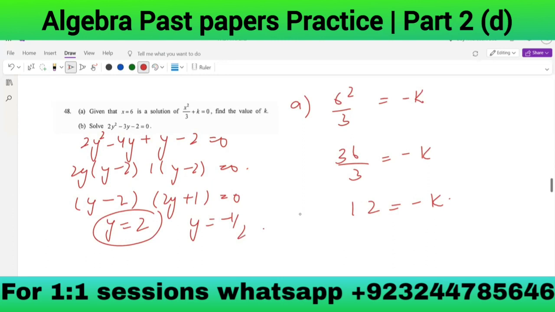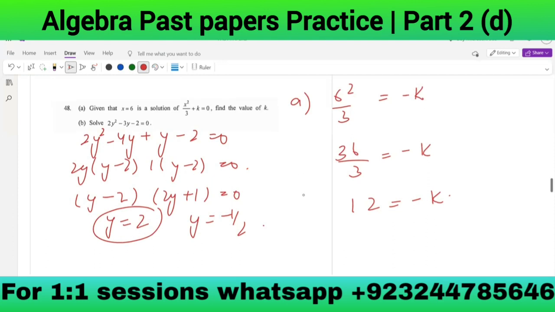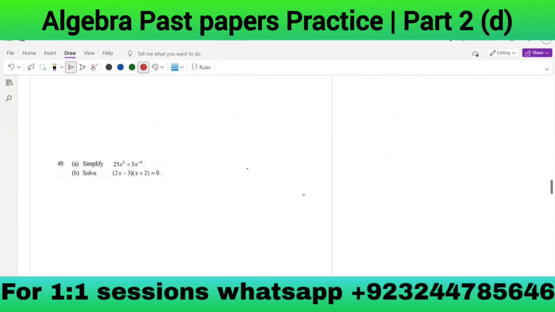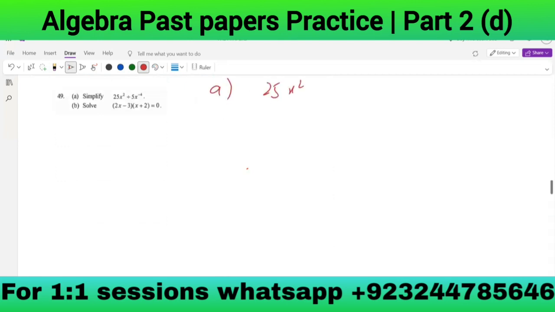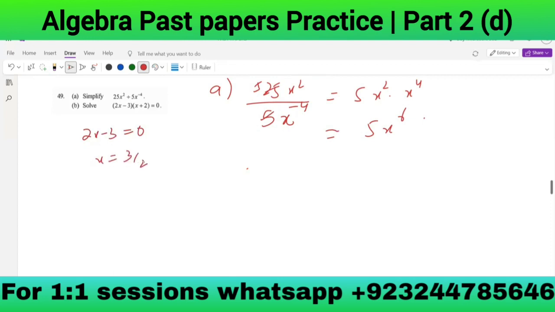So we are done with almost 48 questions. 49 is 25x squared divided by 5x to the power minus 4. So 5 fives are 25, which is equal to 5x squared, and x to the power plus 4, which is equal to 5x to the power 6. And here it is 2x minus 3 is equal to 0, x is equal to 3 by 2, and x is equal to minus 2.